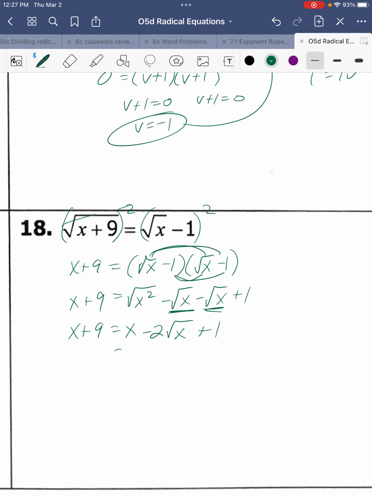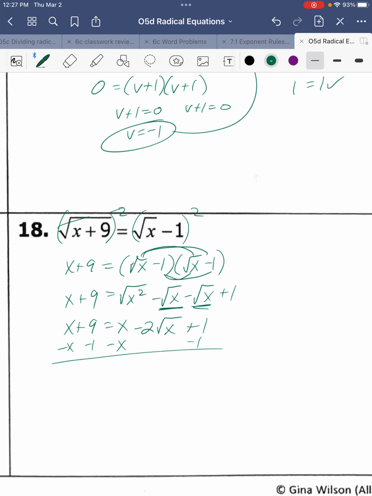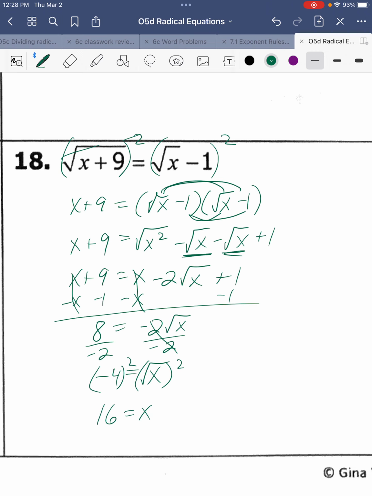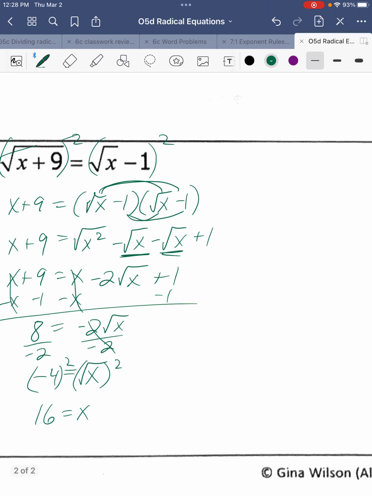Get our like terms together. I don't have any quadratics, so gotta get my like terms together. And we actually have a radical left, so we're gonna get that isolated again. Minus x, subtract 1, and we are left with 8 equals negative 2 square root of x divided by negative 2. We get the square root of x equals negative 4. We square it, and x is going to equal 16.